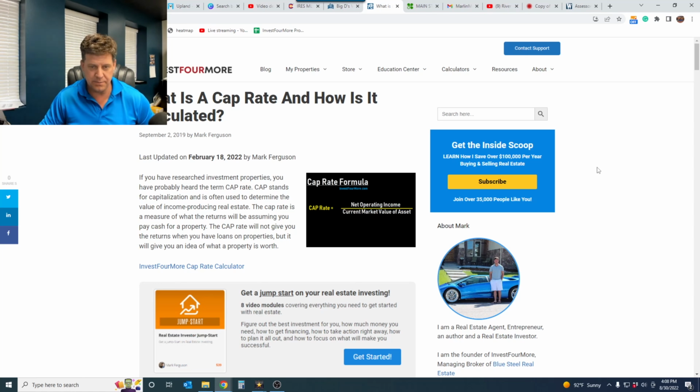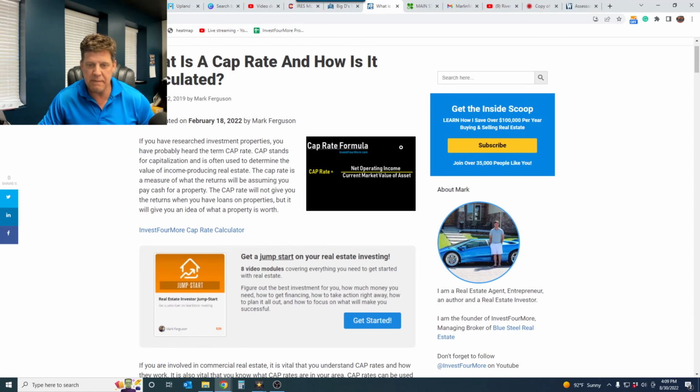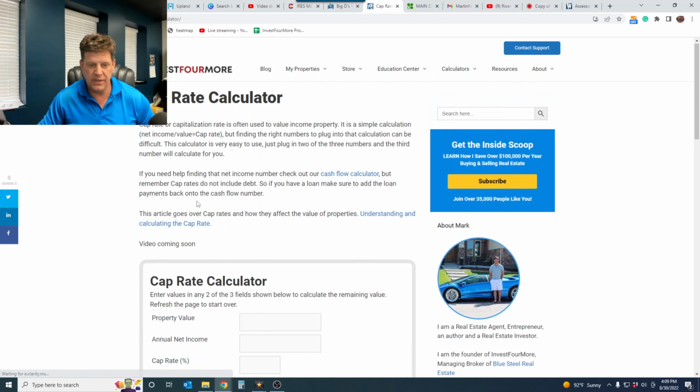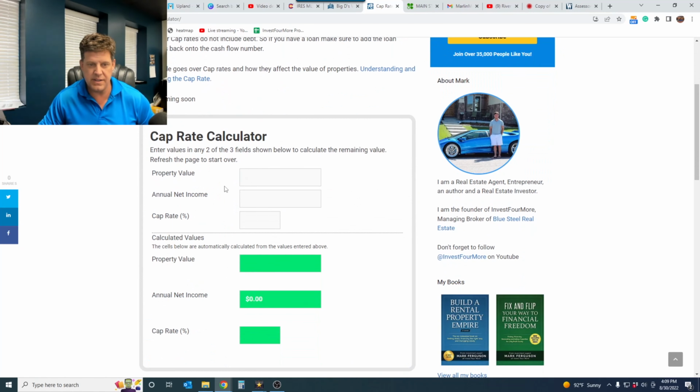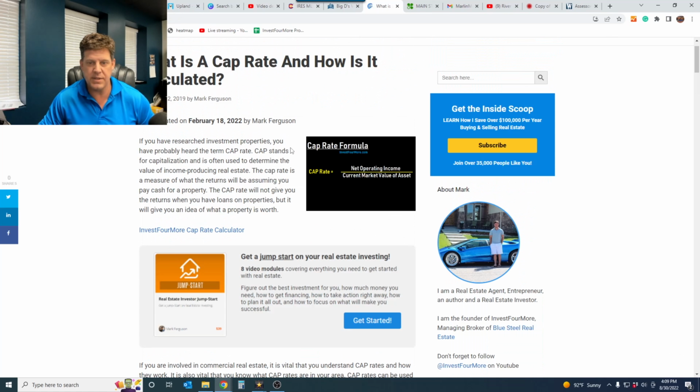So right now, I'm on my blog, investformore.com, and this is an article that talks about what is a cap rate and how it is calculated. It goes through all the details there. Just search for Invest for More and cap rate, and it'll pop right up. This is the basic formula for cap rates. I also have a calculator on my site, if you want to go that route, and it is very, very simple. So lots of options there.